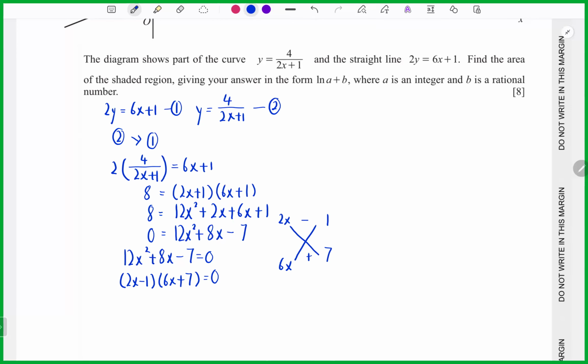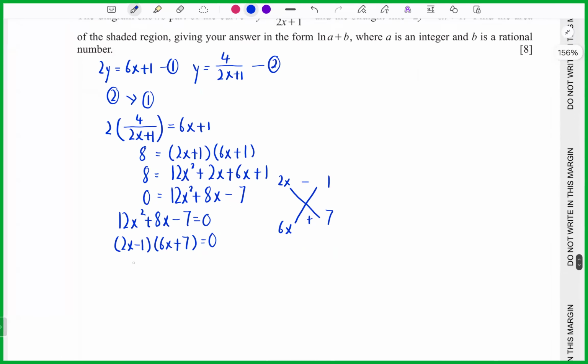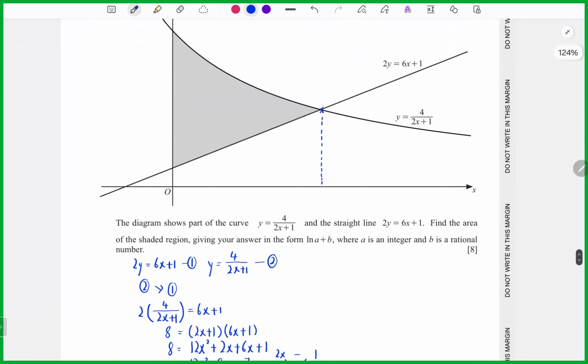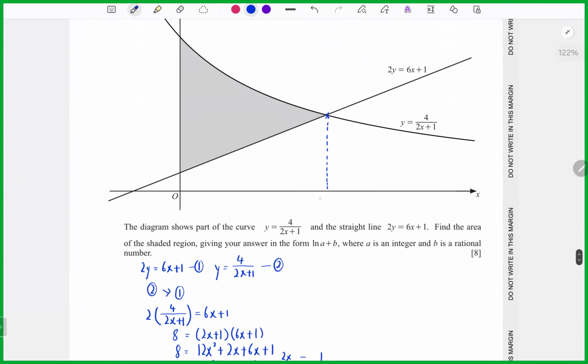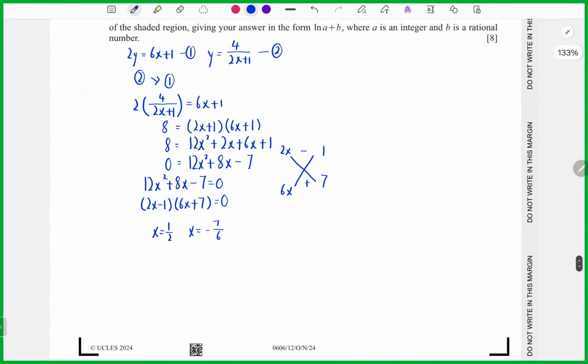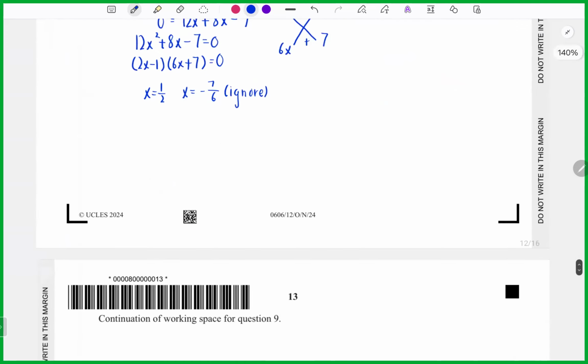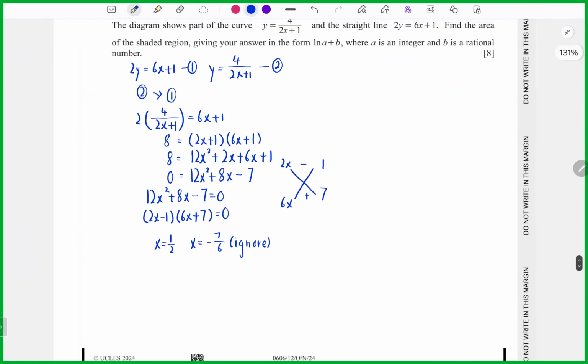14x minus 6x. Okay, so I get two answers here. x equals 1 over 2, x equals negative 7 over 6, right? But you see here, the point of intersection has x more than 0, right? So you should ignore the negative value. Okay, so your answer is x equals 1 over 2 here.